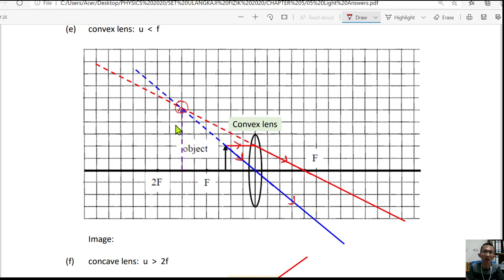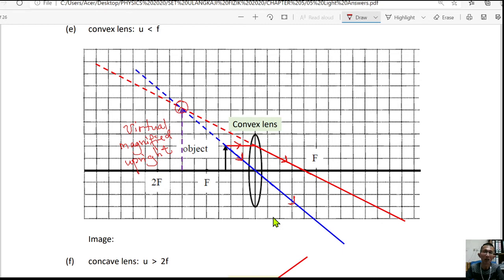So now my image and my object are on the same side. So this image must be virtual. Other than virtual, it is magnified. And then it is upright. Remember our note just now, we must mention these three if you are asked the characteristic of the image. Okay, can you follow so far?